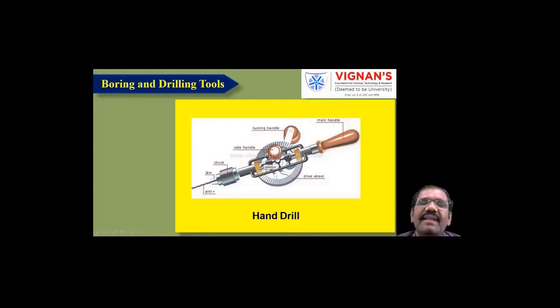See this one is hand drill. This is another one, hand drill. Here we have a drill bit placed vertically. This is the handle, for one hand. This is a turning handle. By rotating that handle, we can make the hole into the workpiece.